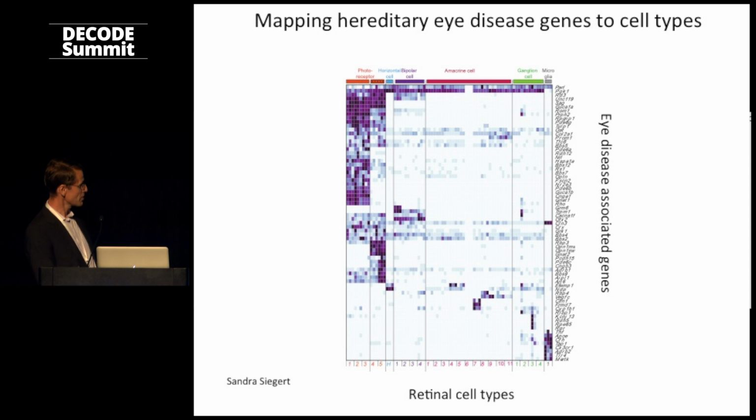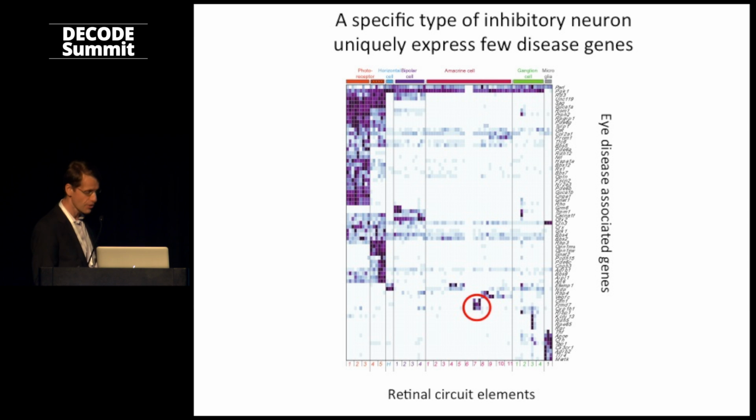So here is our first mapping. This map is actually much, much bigger today, but this is how we produced it 8 years ago. These are genes in monogenic diseases, and these are cell types in the retina. What was really exciting for us was that apart from the photoreceptors, which are the retinitis pigmentosa group, there were several inhibitory neurons hit by different monogenic diseases. So here is our first hit.